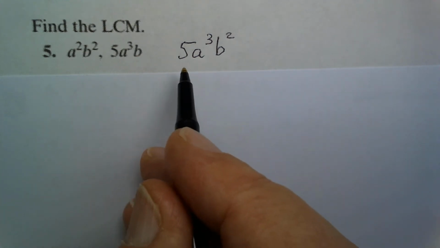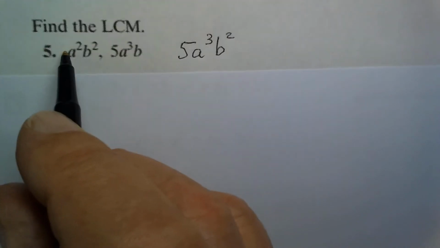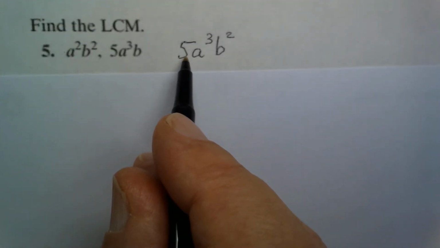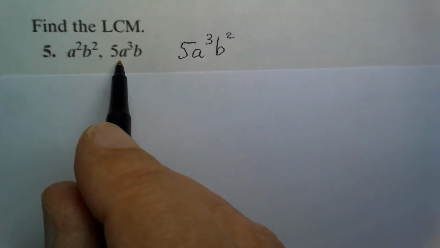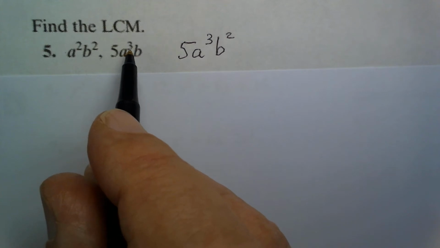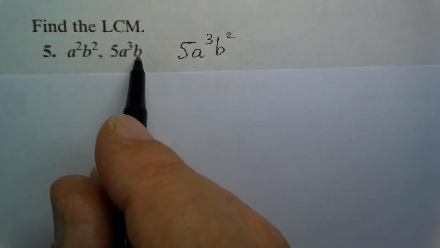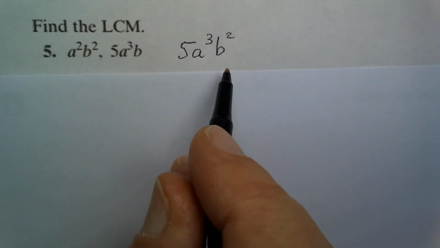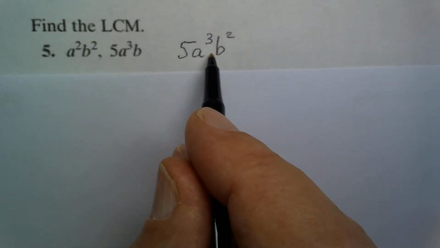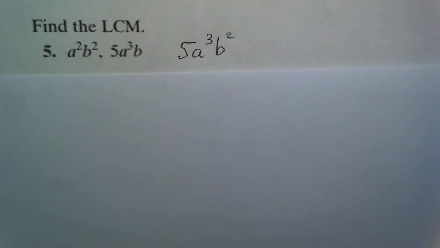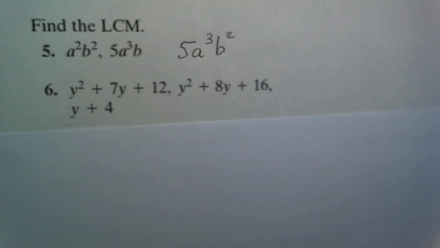So again, we look for factors, and so here it's only the factor of 1 for the coefficient, so 5 is that factor here, and then the variable a occurs to the third power, that's the highest, greatest power, and the variable b occurs to the second power, and so that would be 5a to the third b squared is the least common multiple. Moving on to the next example.